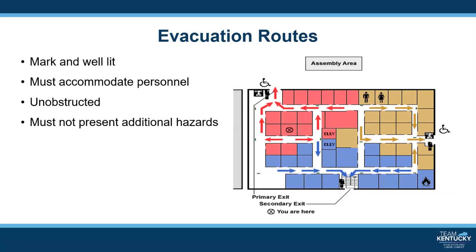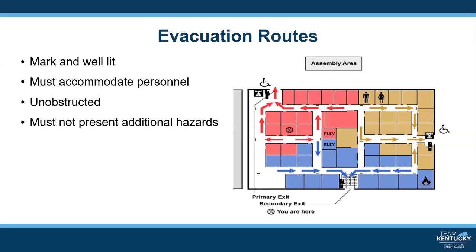Exit routes should be clearly marked and well lit, wide enough to accommodate the number of evacuating personnel, unobstructed and clear of debris at all times, and unlikely to expose evacuating personnel to additional hazards. For example, a designated exit route should not require employees to go by or through a tank farm or fuel storage, as this could expose employees to an additional hazard.